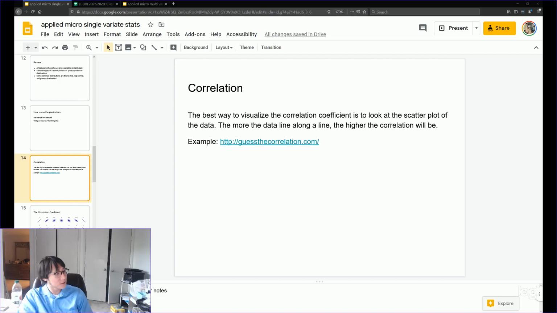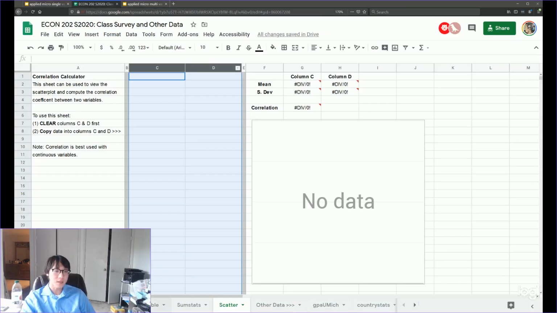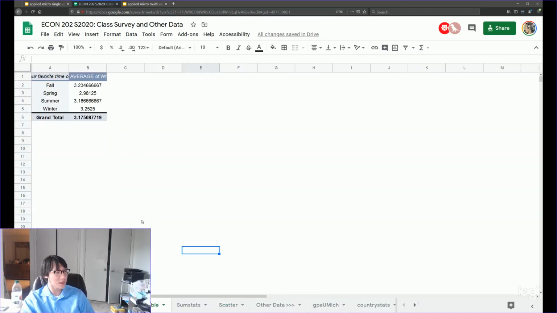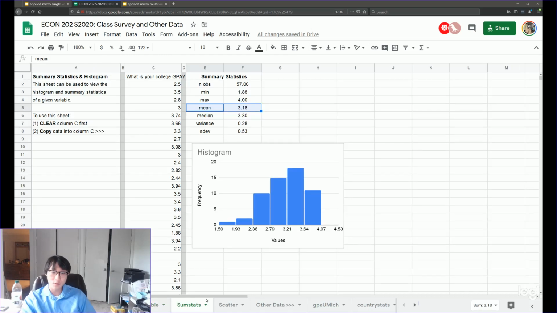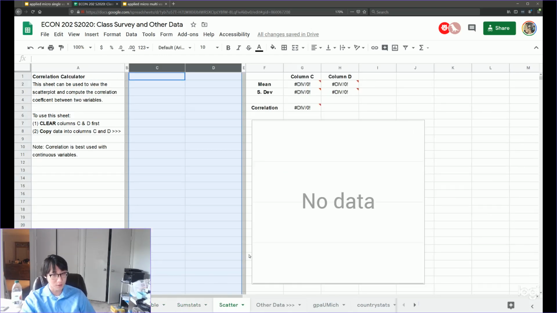The final subject that we're going to talk about is the correlation coefficient. The correlation is a useful number when you want to understand the relationship between two continuous variables. Like I said, these pivot tables are useful for categorical variables. But what if you want to understand the relationship between two continuous variables?